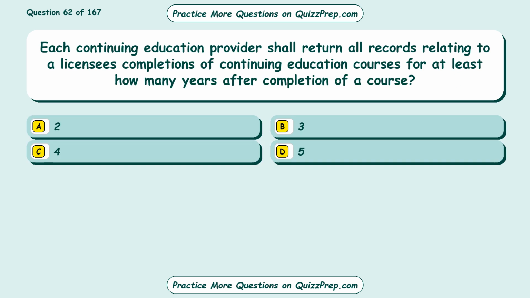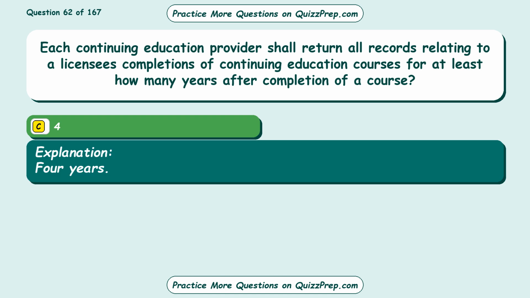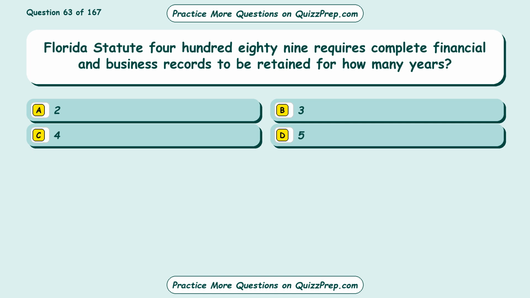Question 62. Each continuing education provider shall retain all records relating to a licensee's completions of continuing education courses for at least how many years after completion of a course? Option A 2, Option B 3, Option C 4, Option D 5. The correct answer is option C, 4 years.